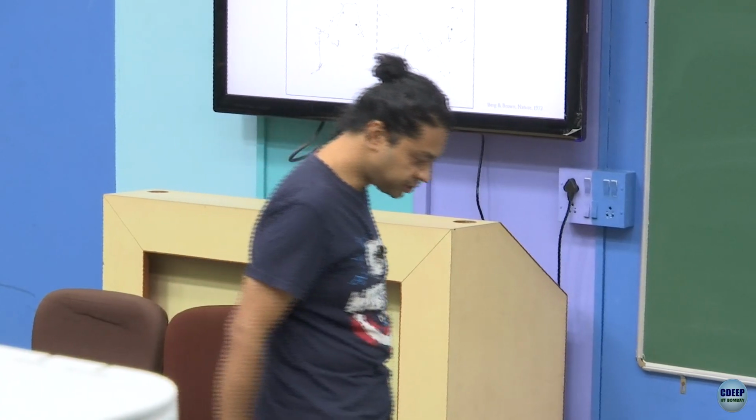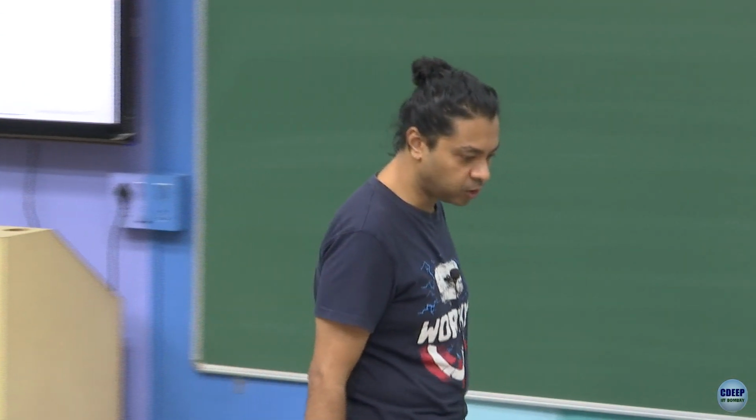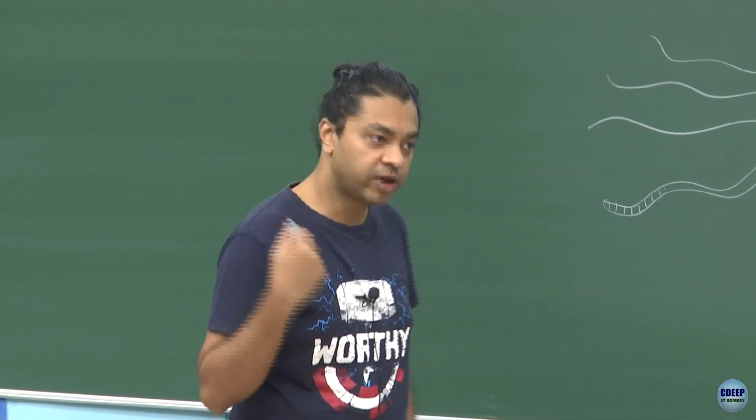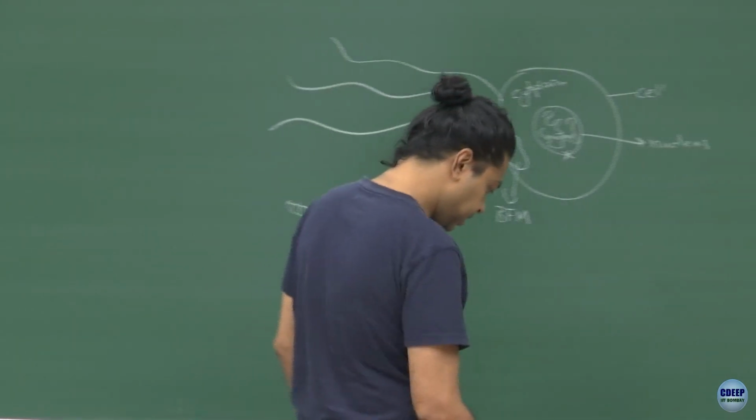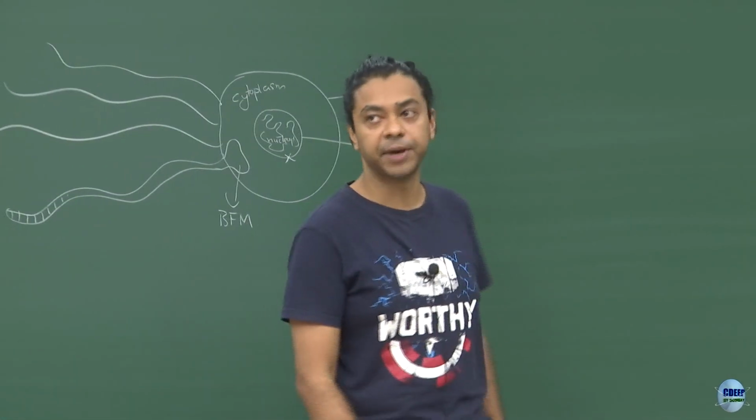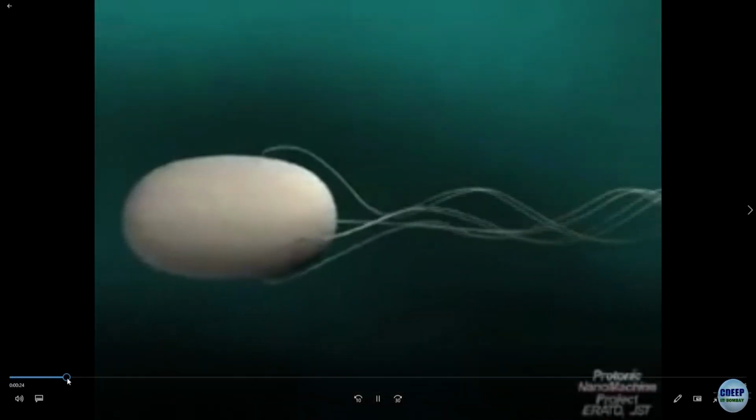And this is the prototype of when we talk about random walks in biology. This run and tumble motion of E. coli bacteria is the prototype motion that we have in mind. Many species of bacteria tumble 100 times per second.